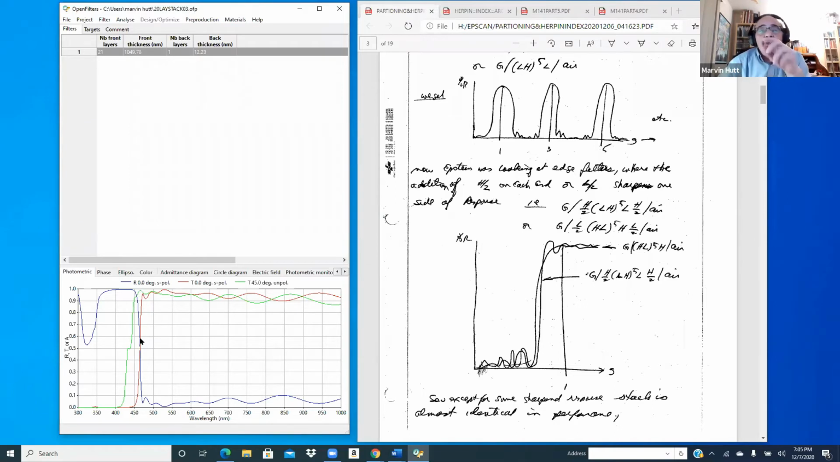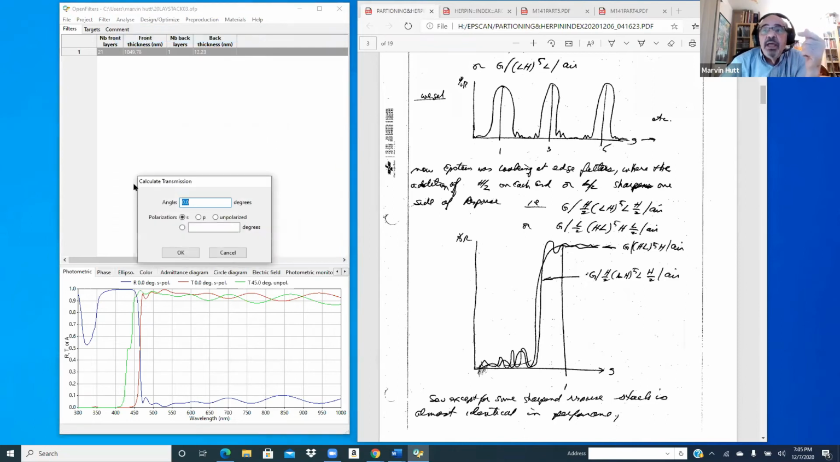So what we ended up doing, if you look at the cameras, instead of coming in and splitting the beams at 45 degrees, we would go and say, take this and say, no, let's give it, analyze, calculate transmission, and they would go to 30 degrees, okay, unpolarized.